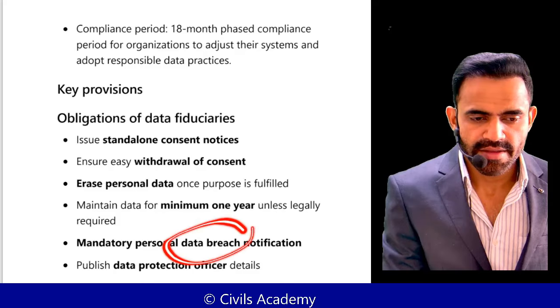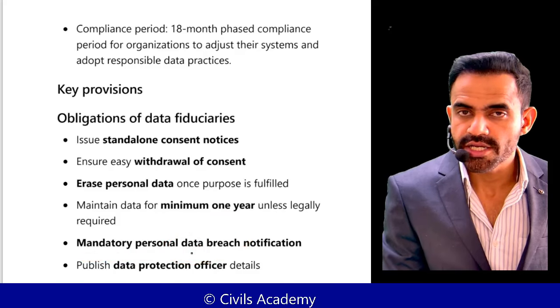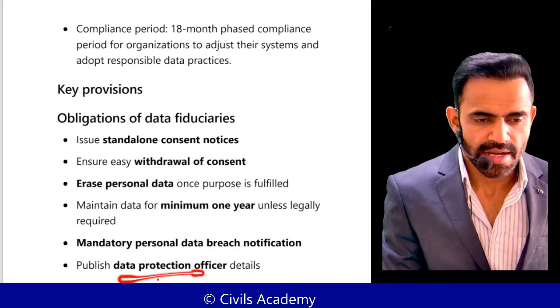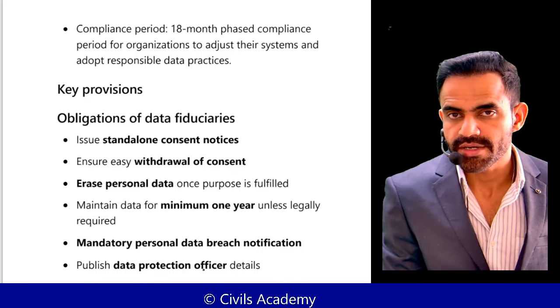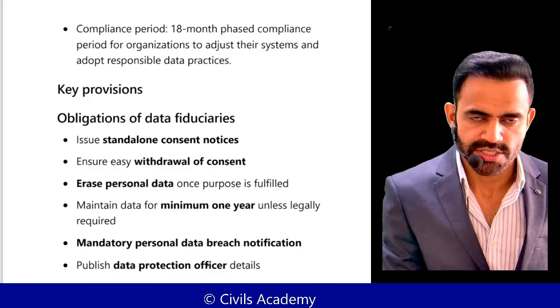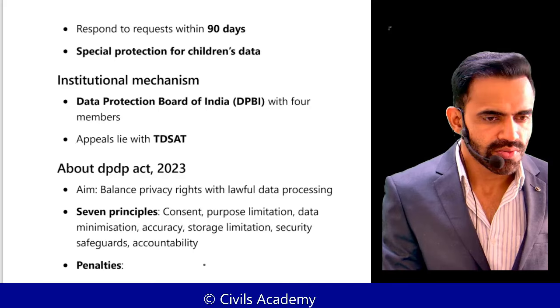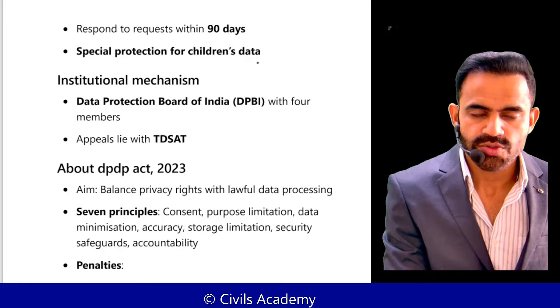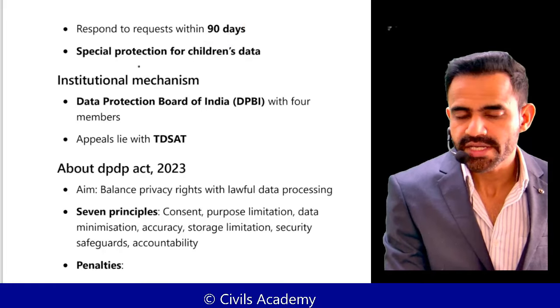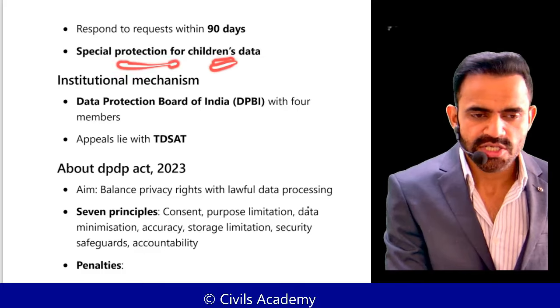And if there is a data breach, these fiduciaries need to notify the government, and they need to publish the data protection officer details, that is, who is the data protection officer in your organization. Okay, so these are some of the provisions. And if there is a request, you need to respond within 90 days. You means the data fiduciary, and there should be a special protection for children's data.